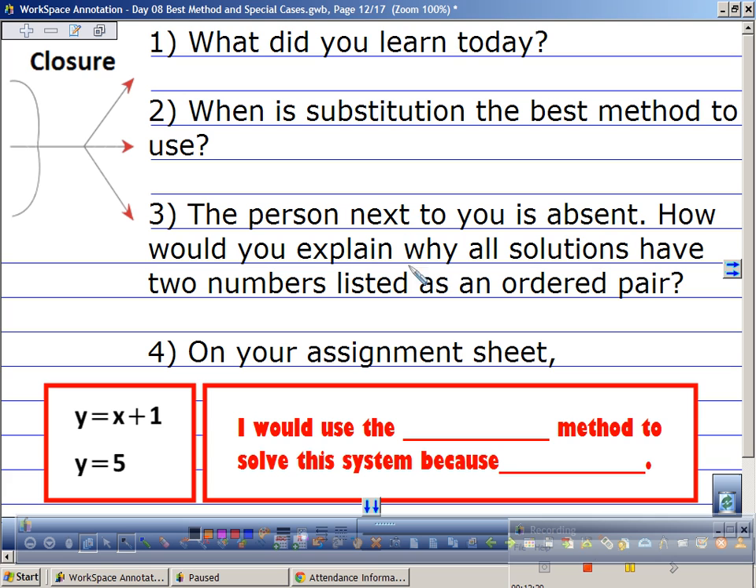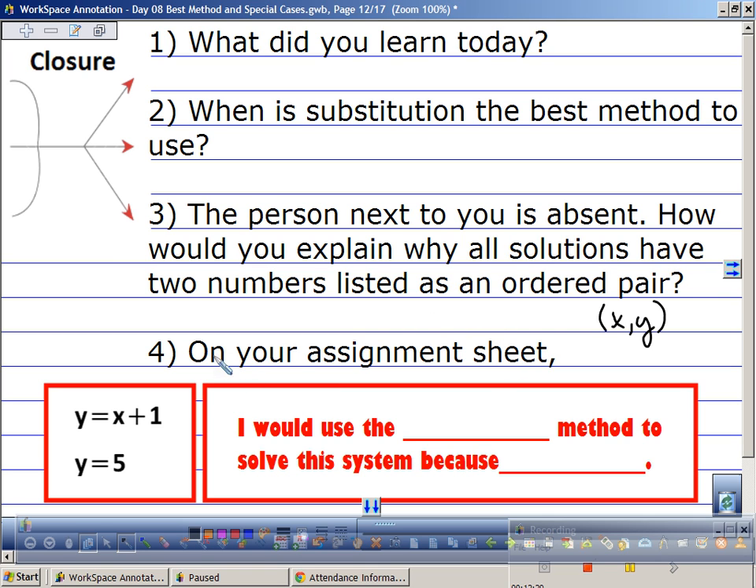It says the person next to you is absent. How would you explain why all solutions have two numbers listed as an ordered pair? Oh, okay. Because they all have an intersection. Because they all have an intersection, exactly.